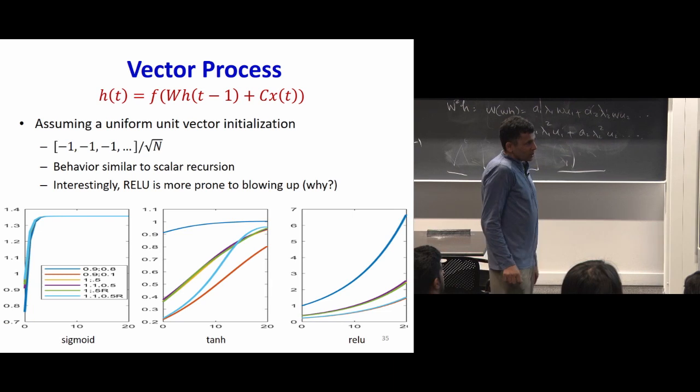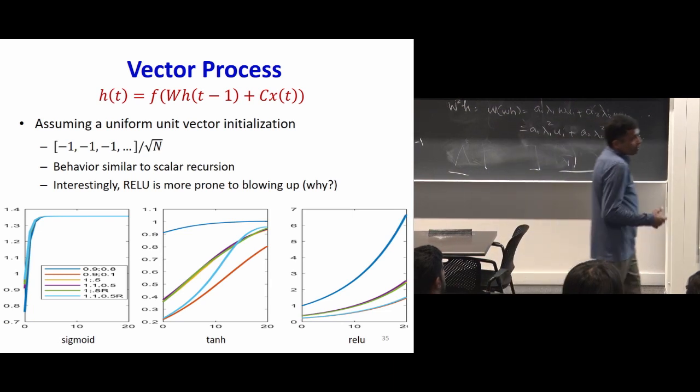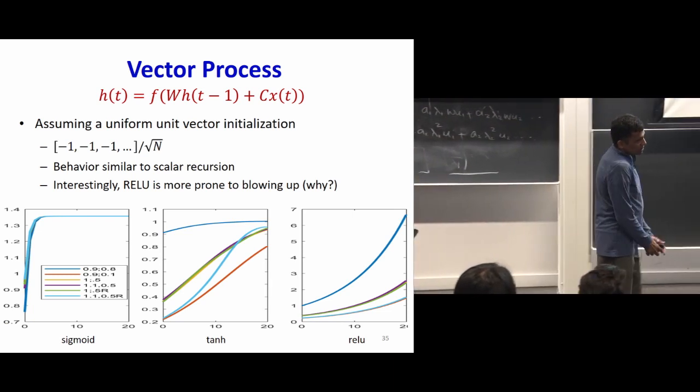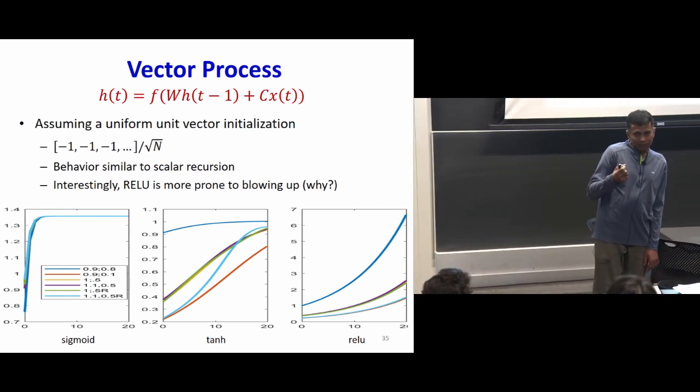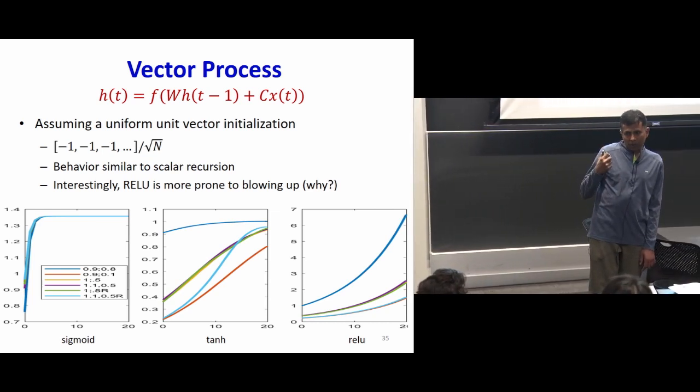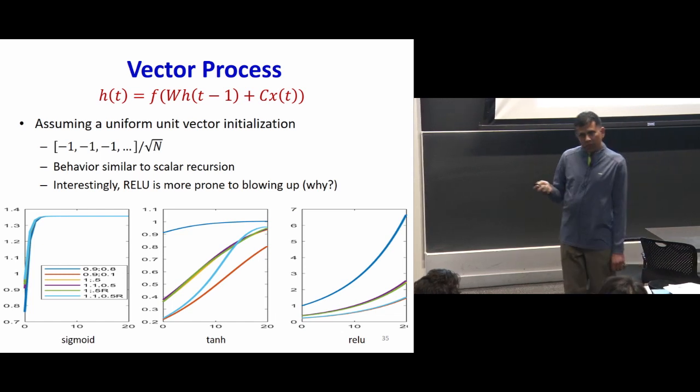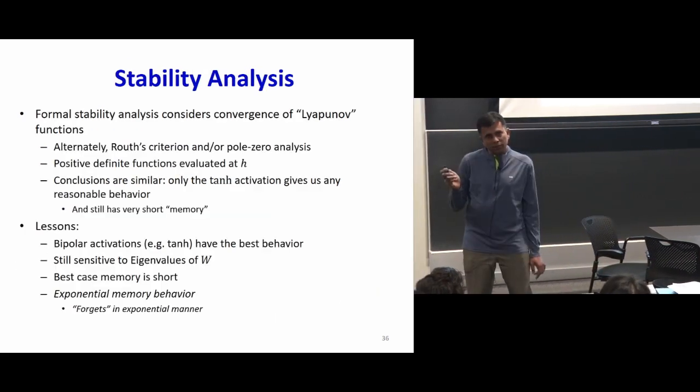Having sigmoids is also an equally bad idea because it kind of beats the point of trying to remember stuff. And TANH seems to be the most appropriate from these figures, right? So, questions?